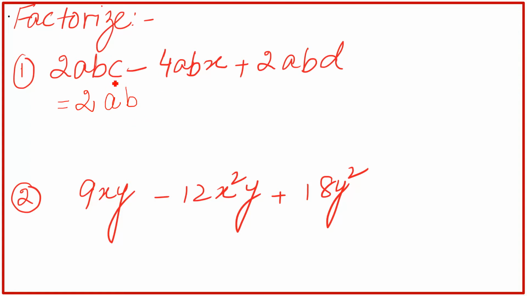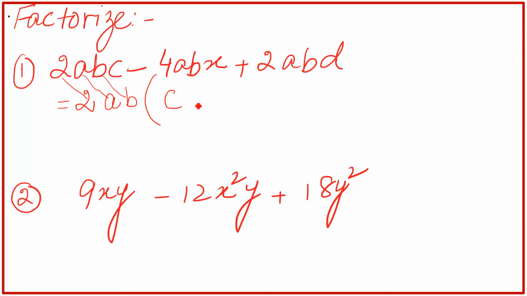Now come to C. We have C here, X here, and D here, right? We do not have C here, we do not have X here. It means we cannot take C and X and D as a common. So only 2ab. Then we will start the parenthesis sign. Whatever is left here you have to write down. 2 we have taken as a common, A common, B is also common, only C is left. So you have to write down C here, only C.